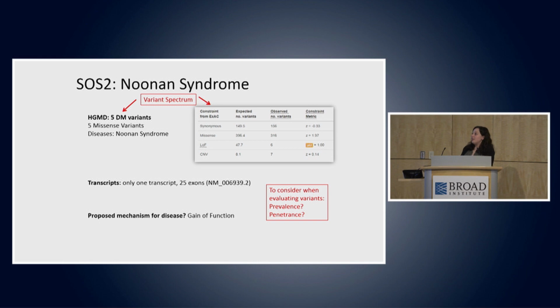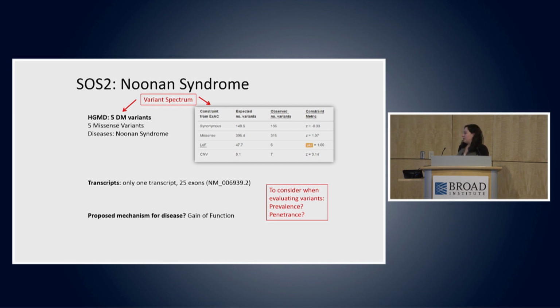You want to get a sense of the variant spectrum, so we went back to the Human Gene Mutation Database. There are 5 variants. There are 5 missense variants, and they're all supposed to be associated with Noonan syndrome. There's only one transcript that's 25 exons. A very well-established disease mechanism for Noonan syndrome and for the MAP kinase signaling pathway is gain of function. And so we would propose that the mechanism for this would be gain of function unless we see differently.